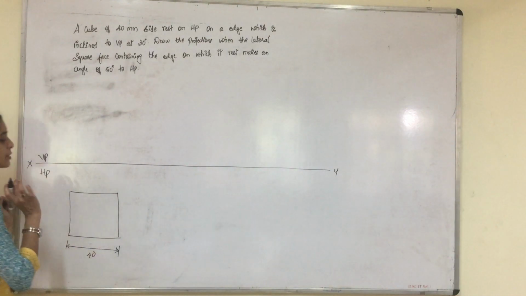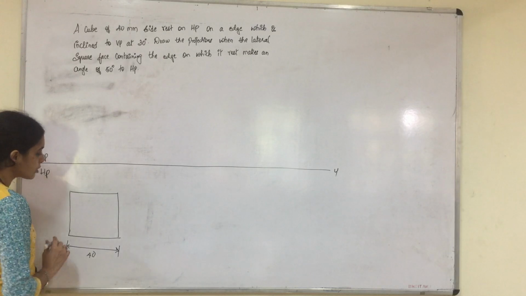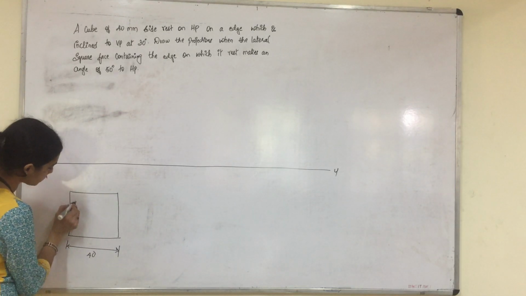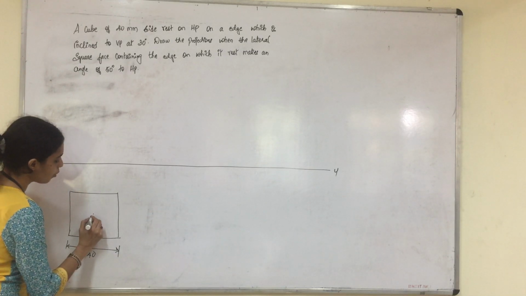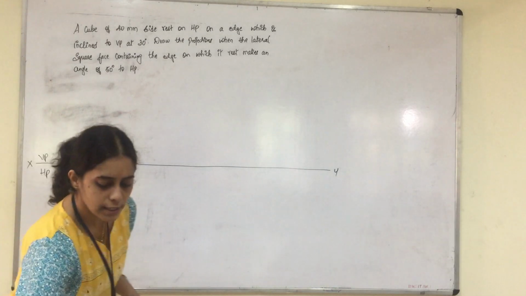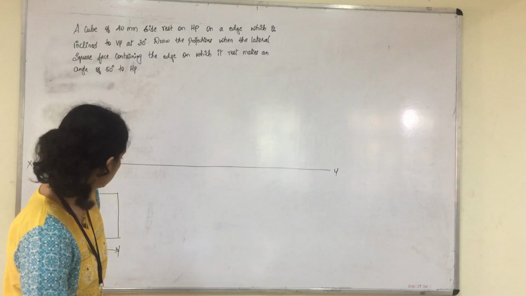So for always problem on solids, we should identify the center. So kindly identify the center point of it. If this is the center, O will be visible and O1 will not be visible, because the center of the top will be visible and the center of the bottom will not be visible.